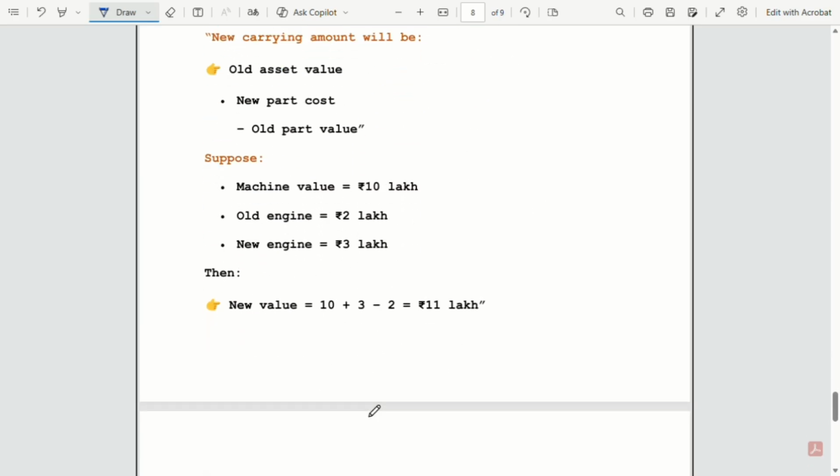यहाँ पे एक छोटा सा एग्जाम्पल है कि if the machine value is 10 lakh, the old engine is of rupees 2 lakh and the new engine is of 3 lakh. So we are going to add the cost of the new engine, and then reduce the cost of the old one. And on the new value we are going to record it on our books.